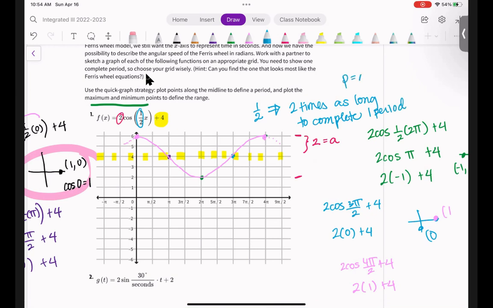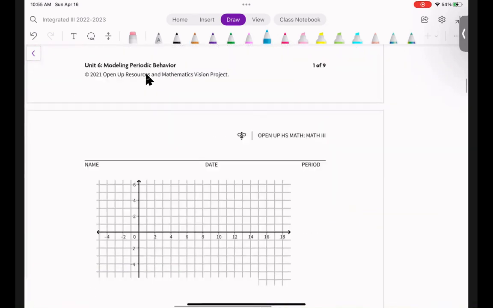So our period in this case was 4 pi. Do you see how we completed our whole cycle in 4 pi? So that is what a period is. And so now you kind of can use all those numbers to pick and choose how you're going to graph these two, right?